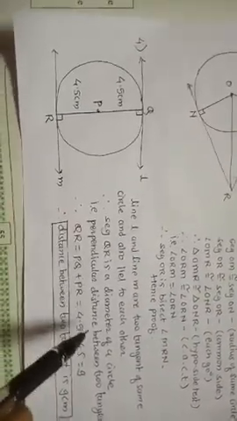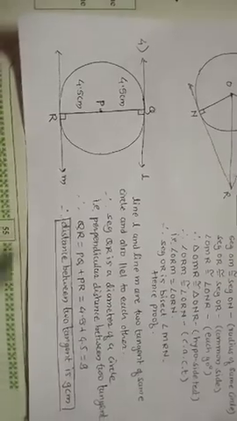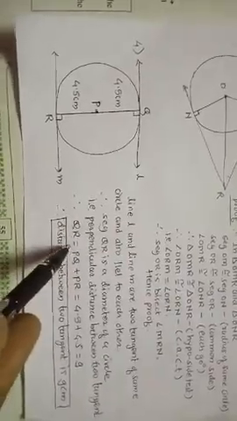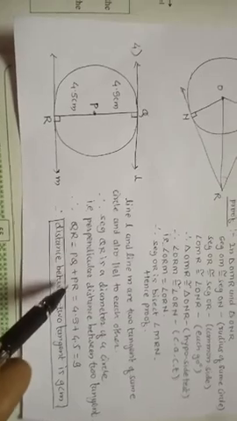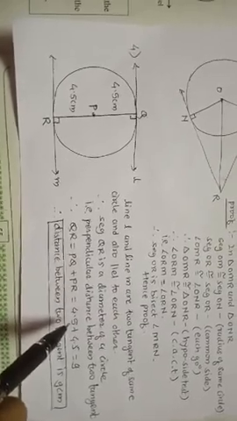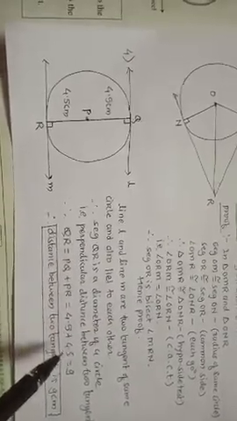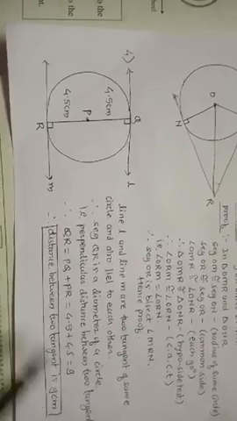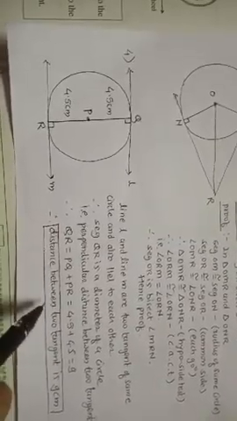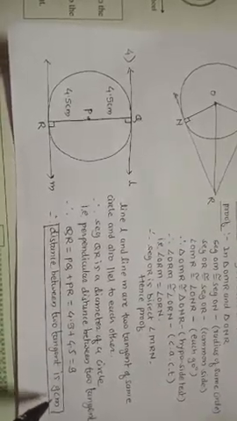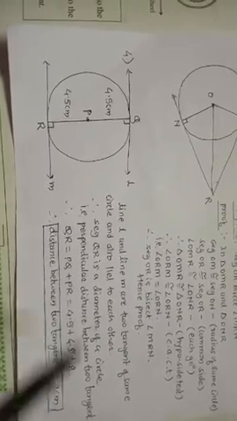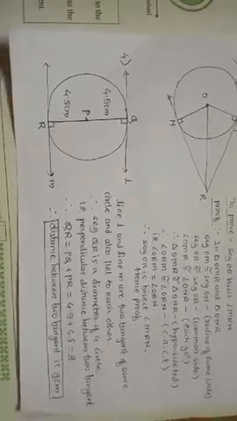Therefore the perpendicular distance between the two tangents, that is QR, is equal to PQ plus PR, is equal to 4.5 plus 4.5, is equal to 9, and therefore the distance between the two tangents is equal to 9 centimeter. This is your answer to the fourth question.